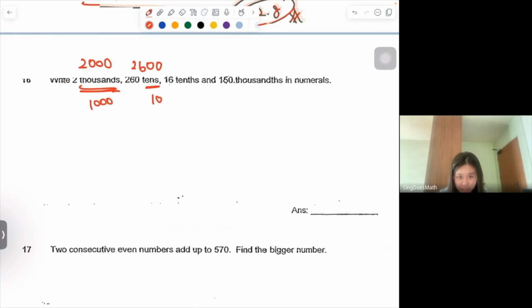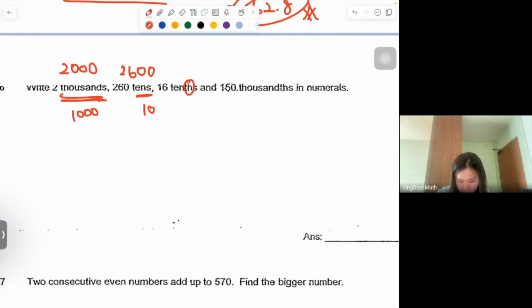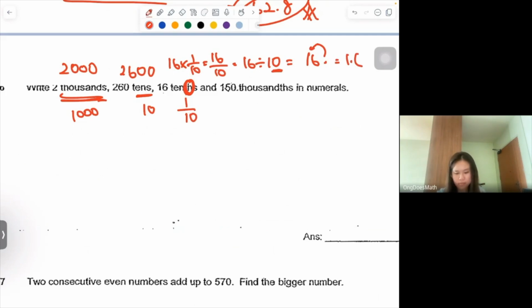This is a bit tricky here. This is 10 with a TH, tenths. TH just means 1 over something, and in this case, it's 10. So 1 over 10. Which means 16 tenths is 16 times 1 over 10, which is 16 over 10, which is 16 divided by 10. Divide means you move the decimal point to the left. So if you move the decimal point to the left one time, because there's only 1 zero, you get 1.6.